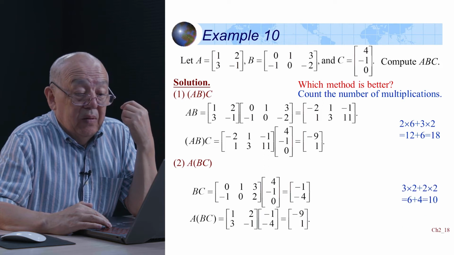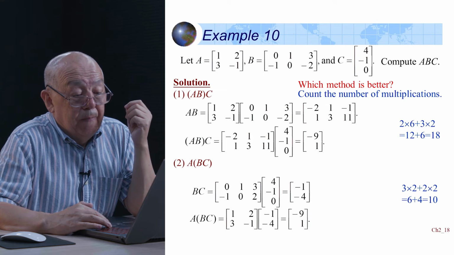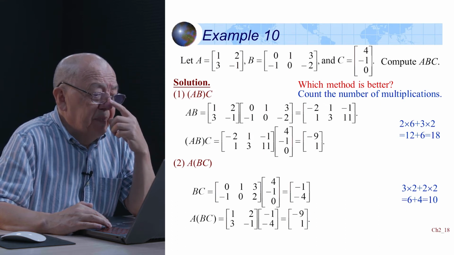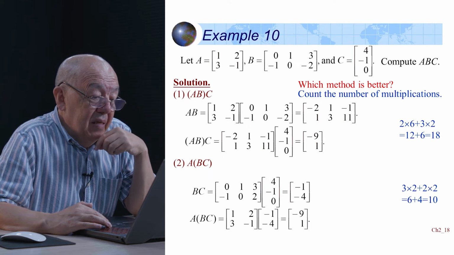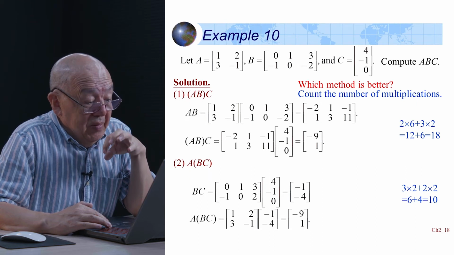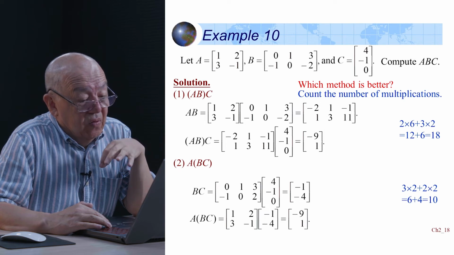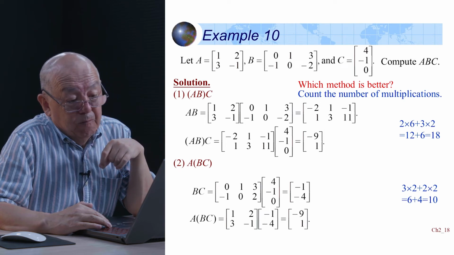The second way uses only 10 multiplications. BC involves 6, and when you multiply BC by A, another 4 multiplications are involved. So in total you have 10 multiplications. So you see, the second way is better.